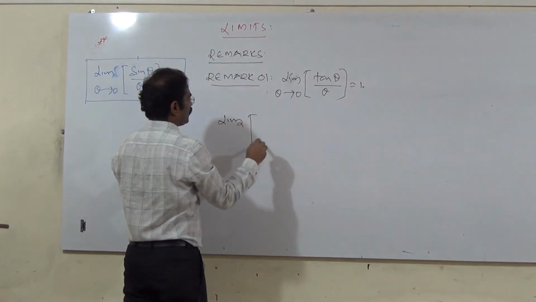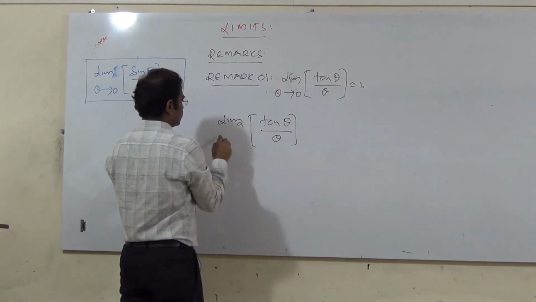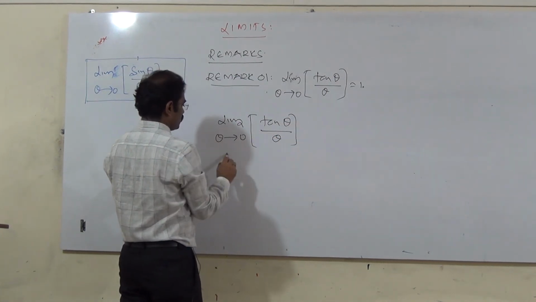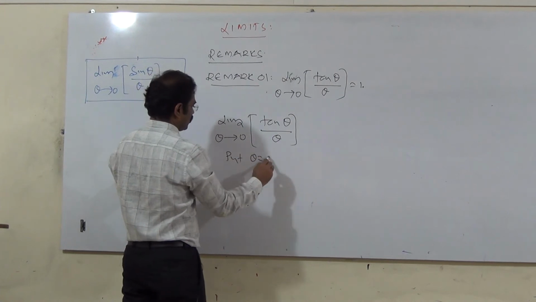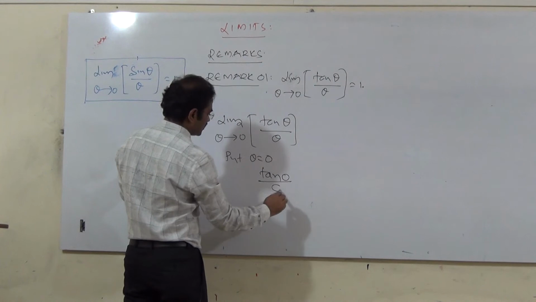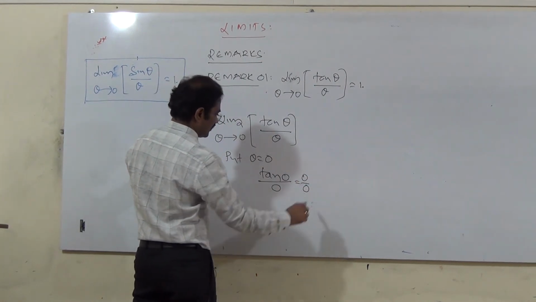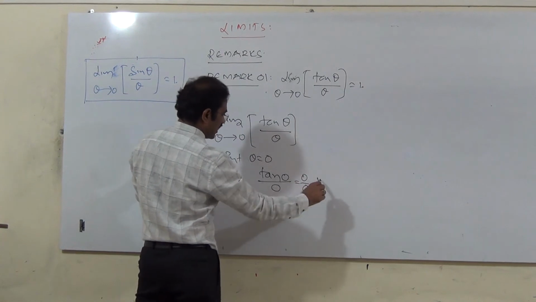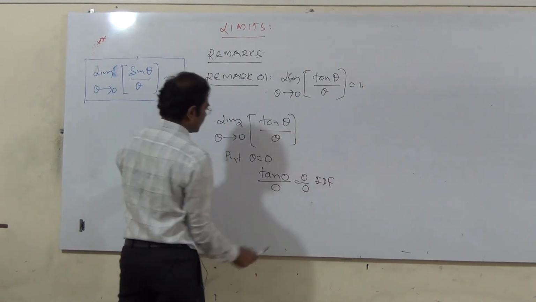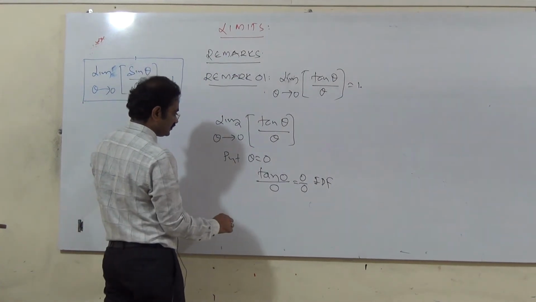Limit of tan theta by theta as theta tends to 0. Put theta equal to 0. Tan 0 divided by 0, that is 0 by 0, which is the indeterminate form. Tan 0 is 0. Then what do we do? We make some simplifications. What is that?